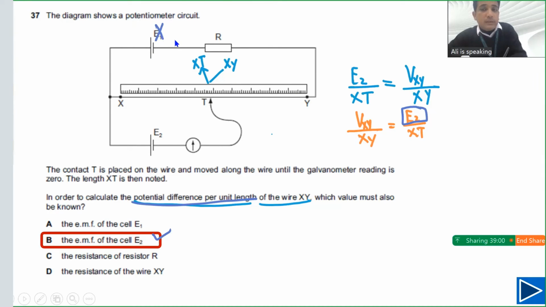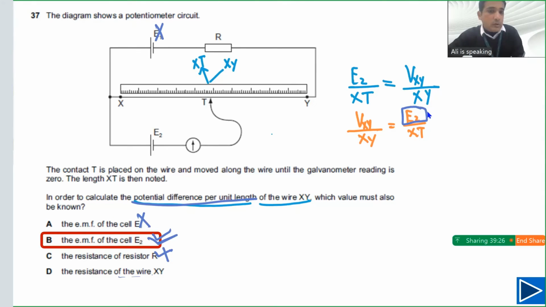We need E1 and R. And if only R is given to you, you cannot figure out the potential difference across this because you need E1. So it also doesn't work. Resistance of wire XY doesn't work either. If resistance is given, you cannot figure out the potential difference. Okay, so the answer for this one has to be B. So B is the answer.